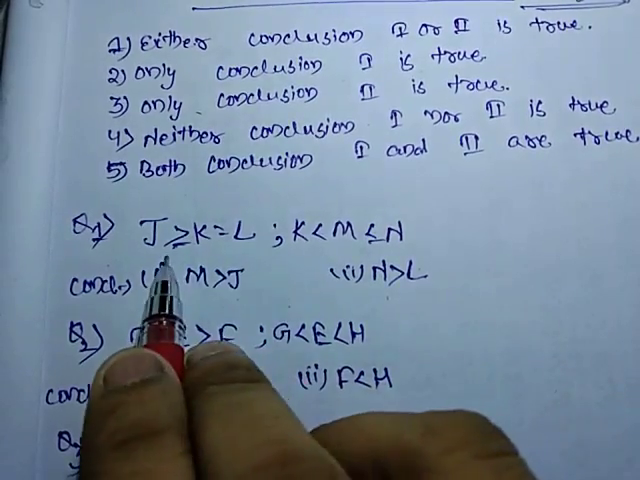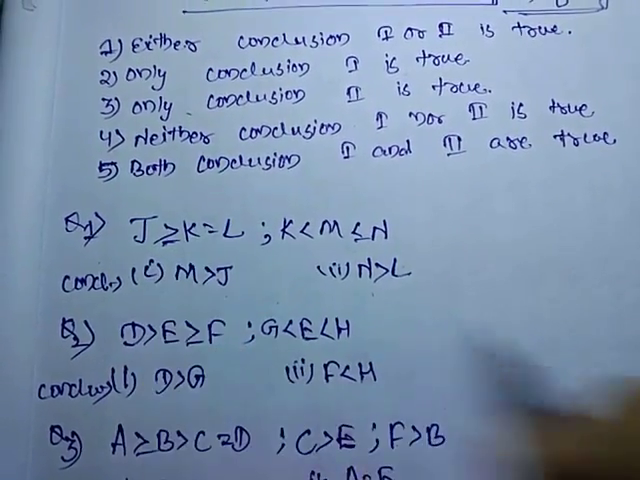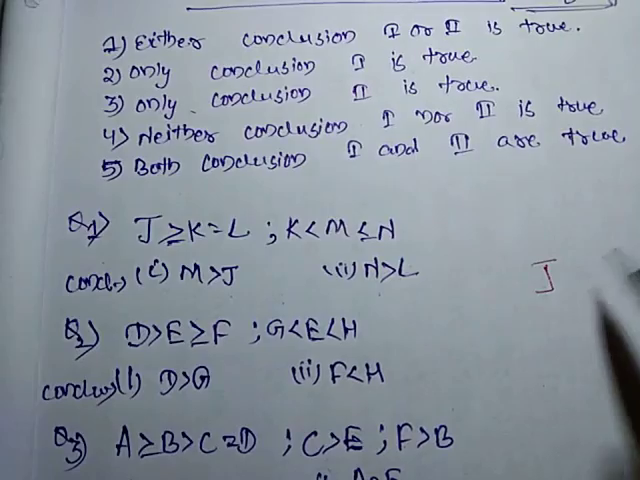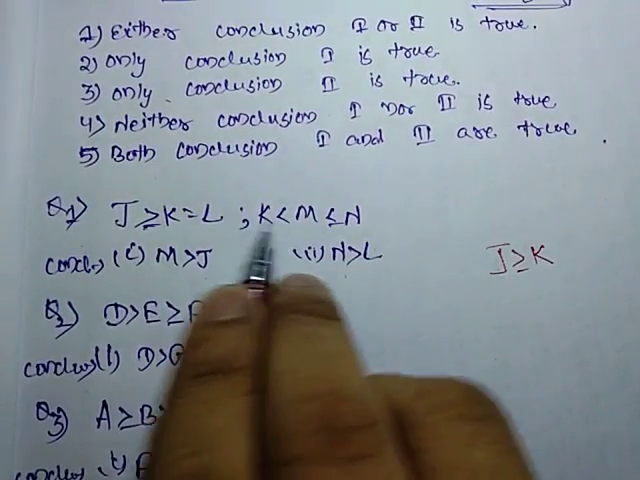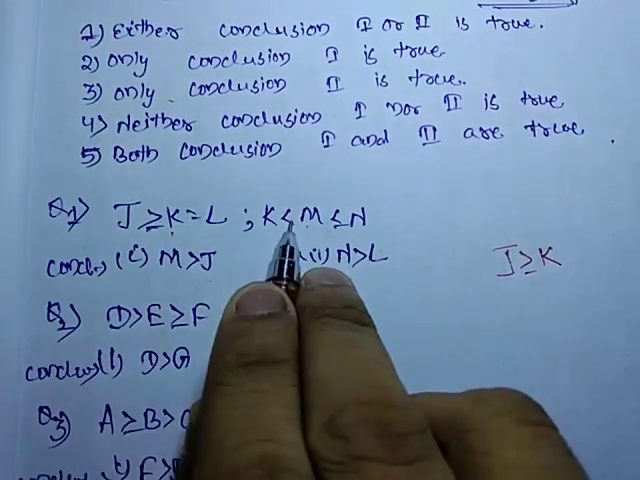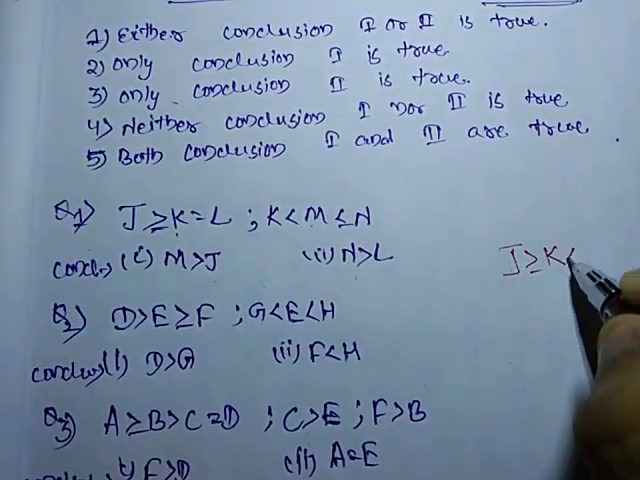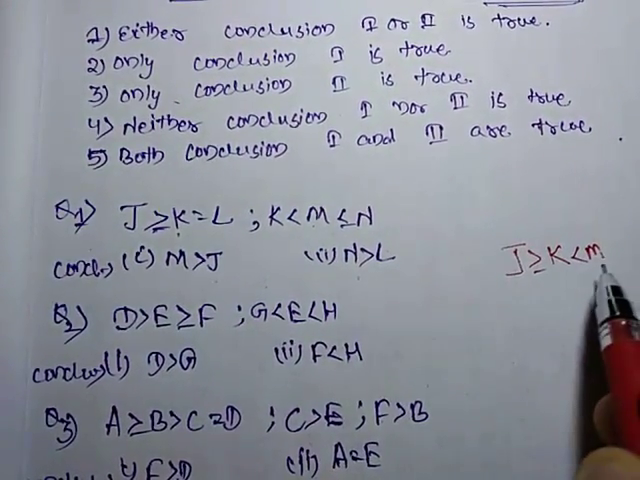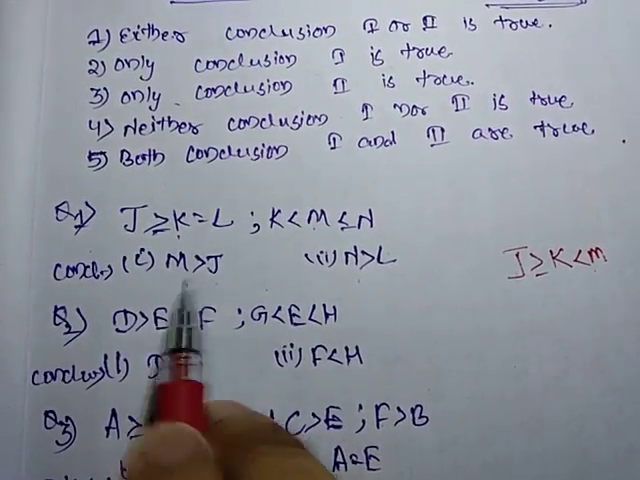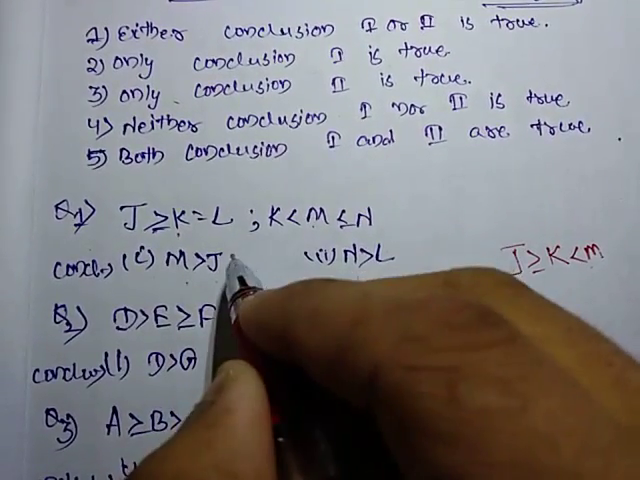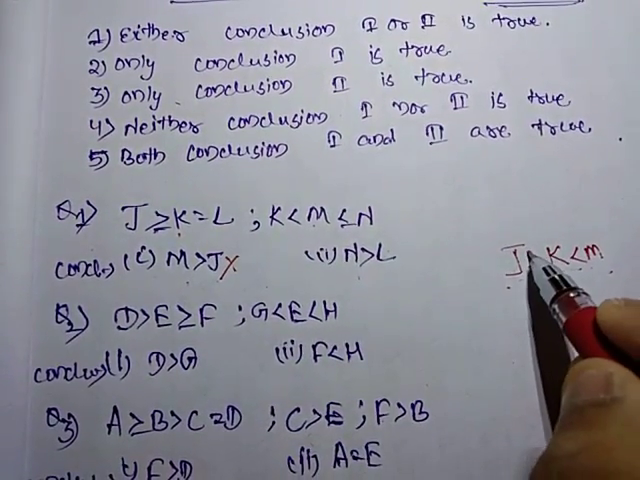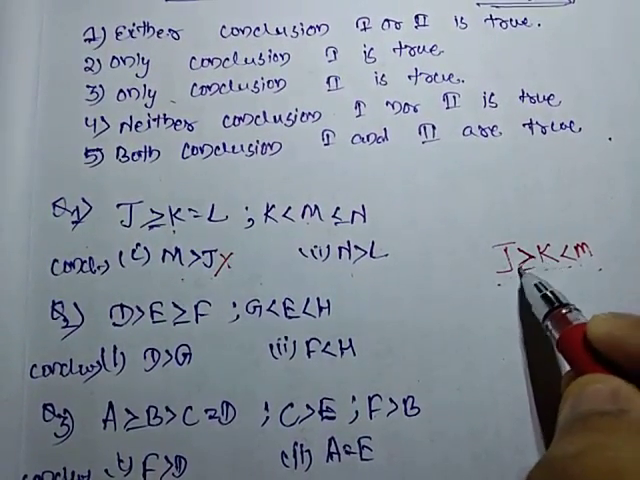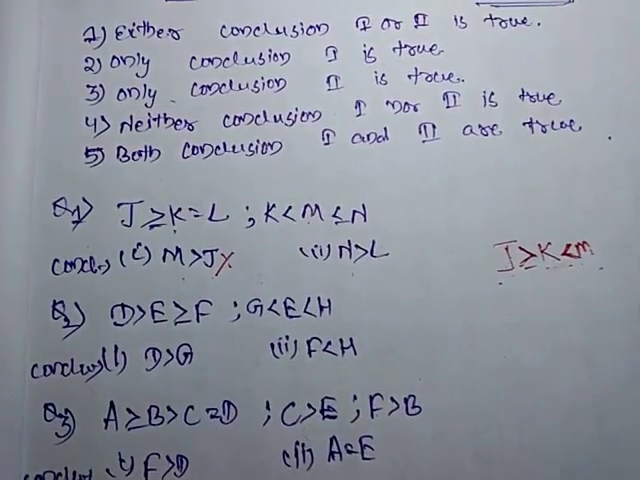From this question we conclude that J is greater than or equal to K, and K is less than M. That means M is greater than J from this statement is false, because it cannot be possible, because there are two signs opposite to each other.